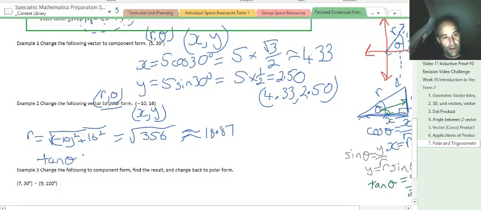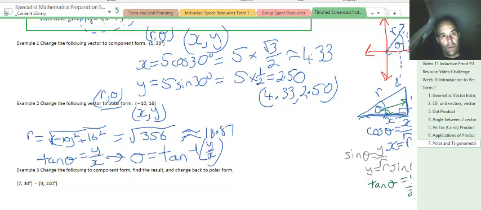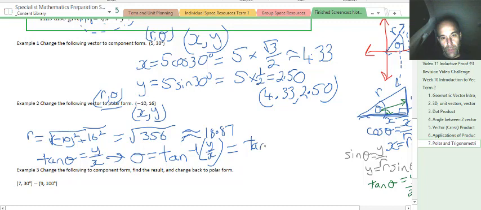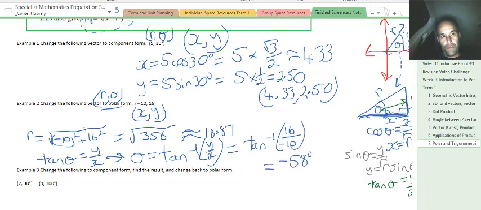Above it says tan theta equals y over x. From your Year 9 trigonometry, you know that to get theta we have to take the inverse tan of y over x. So we apply that now. Inverse tan, make sure your calculator is in degrees mode. 16 over negative 10. That equals negative 58 degrees.